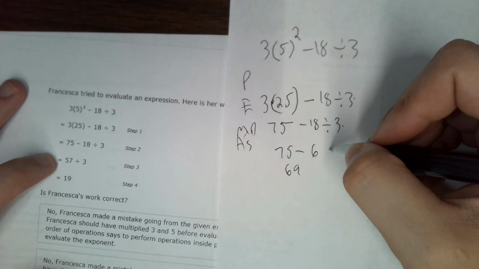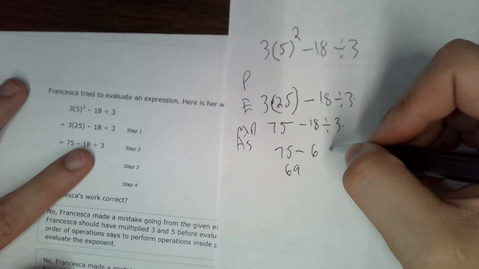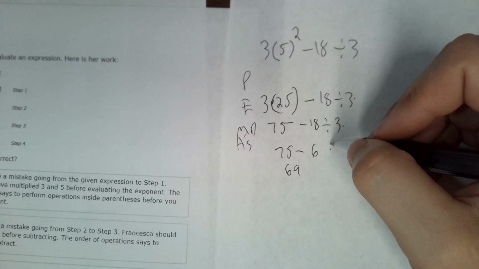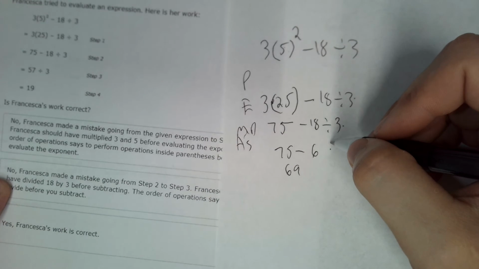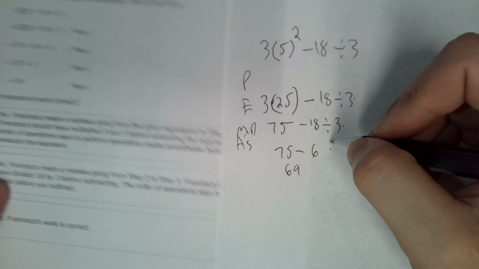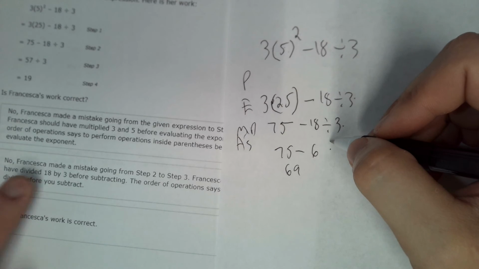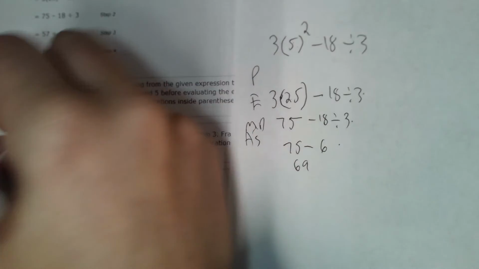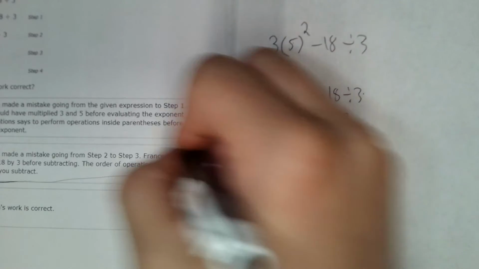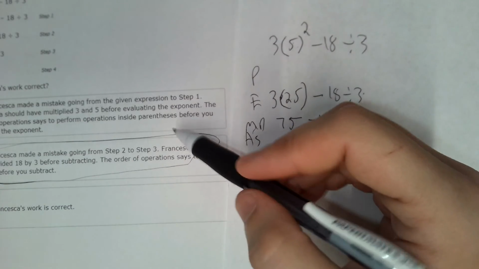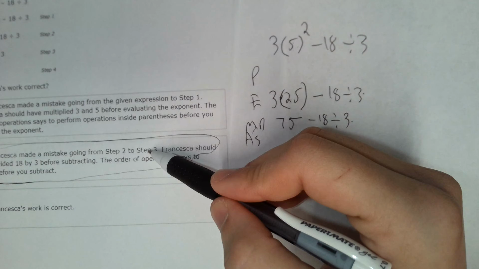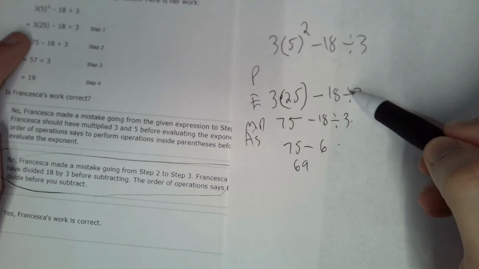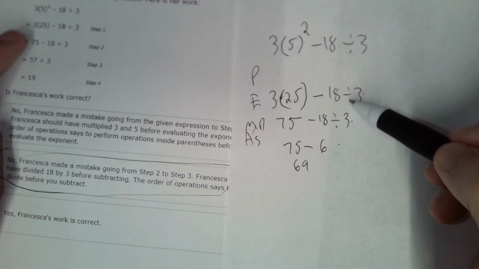Step 3 looks different. What did they do? Well, it looks like they subtracted before they divided. So if we go here to the second one, it says Francesca should have divided 18 by 3 before subtracting. And in fact, that's what Francesca should have done. So right here between steps 2 and 3 is where our answers don't match up.